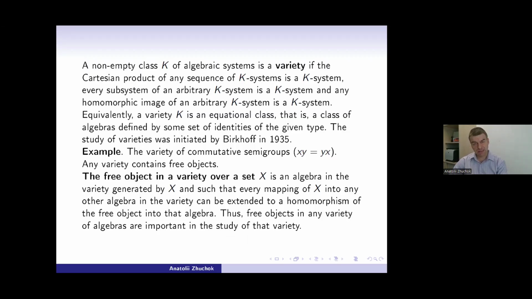A variety, I recall, is a class of algebras defined by some set of identities of the given type. The study of varieties was initiated by Birkhoff. You can see on the screen an example: the variety of commutative semigroups with the identity xy = yx. And any variety contains free objects.